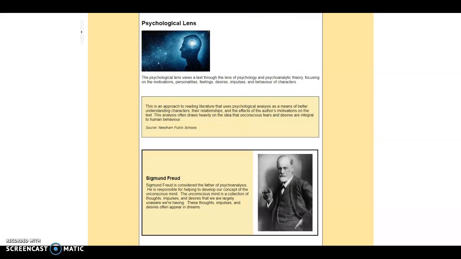Our third lens is the psychological lens, and this lens tries to look at stories through psychology, or through psychoanalyzing a story. So what we're looking at is the motivations, the personalities, the feelings, the desires, the behavior of the characters, and we're trying to analyze a story that way. Most of you have probably heard of Sigmund Freud, who's considered the father of psychoanalysis. His work is still to this day used a lot when we apply the psychological lens to stories.